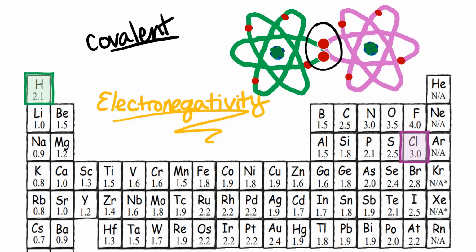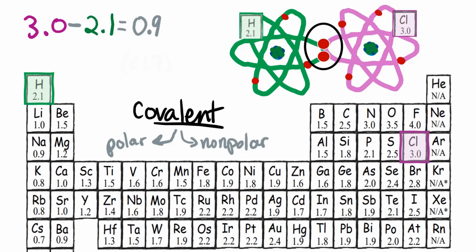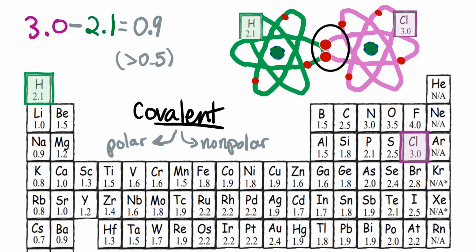Covalent bonds can be polar or nonpolar. If the difference in electronegativity is not high enough to cause ionization, but is at least more than 0.5, like with hydrogen and chlorine, instead of completely stealing the electron, the chlorine will just sort of hold tightly those electrons in the resulting covalent bond.